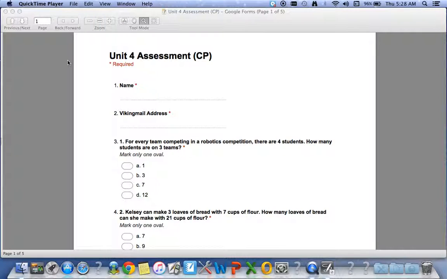Unit 4 Assessment, CP class. Number 1. For every team competing in a robotics competition, there are 4 students. How many students are on 3 teams? Mark only one oval. A. 1, B. 3, C. 7, D. 12.